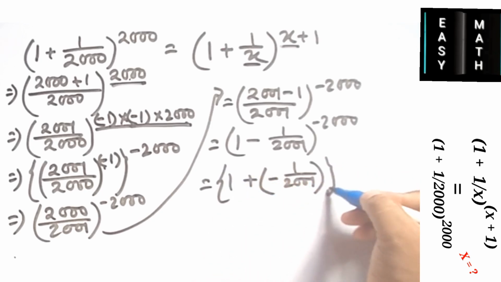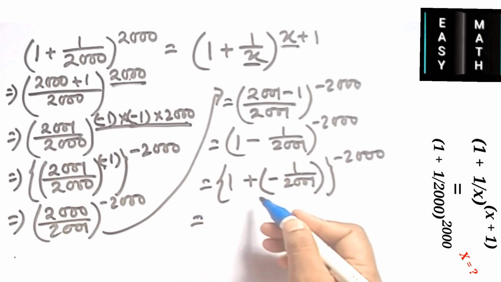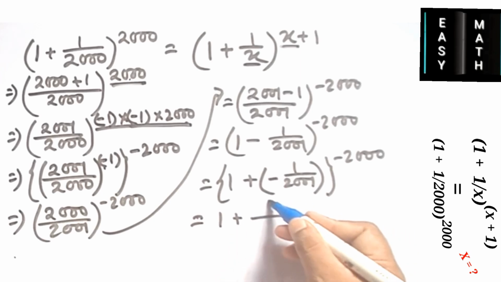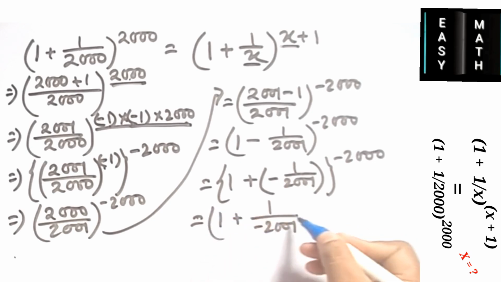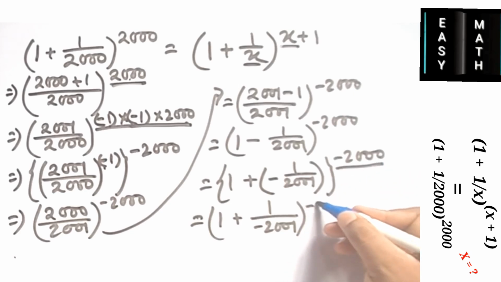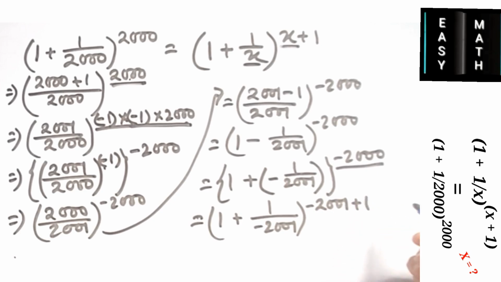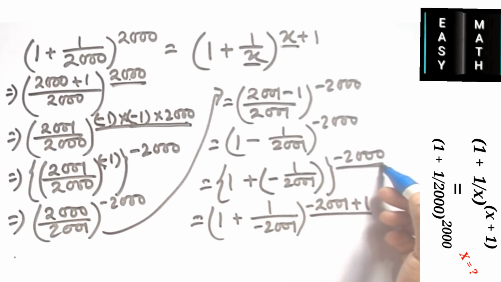This is, we can write this, and there is the 1 and there is the plus and this minus we can write minus 2000 over 1 and this minus 2000. So we can write the minus 2001 plus 1. So this is the cut plus minus, this is the value of this.